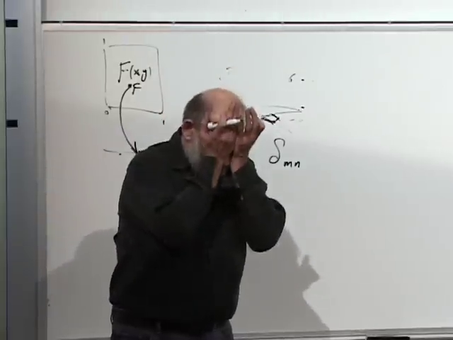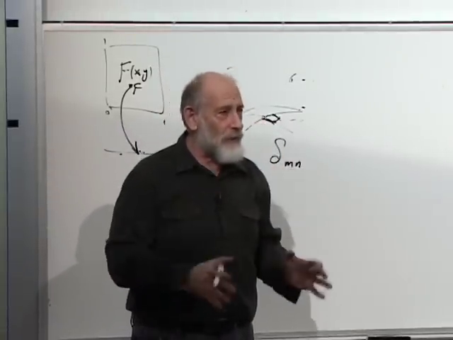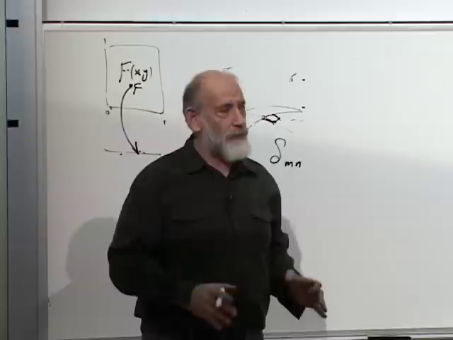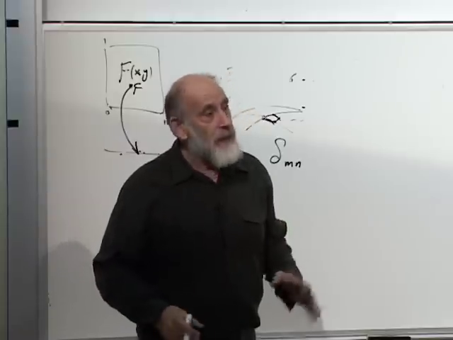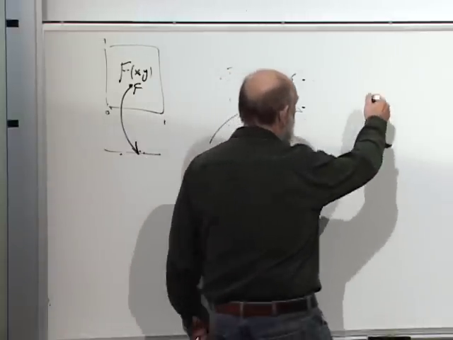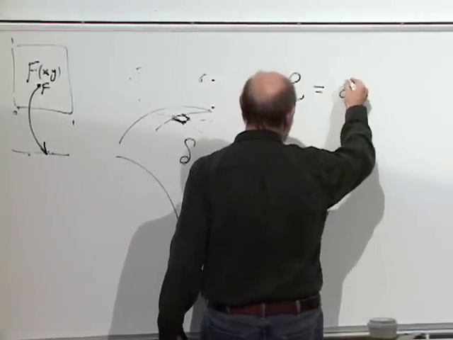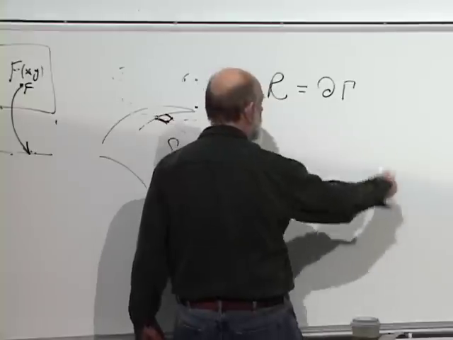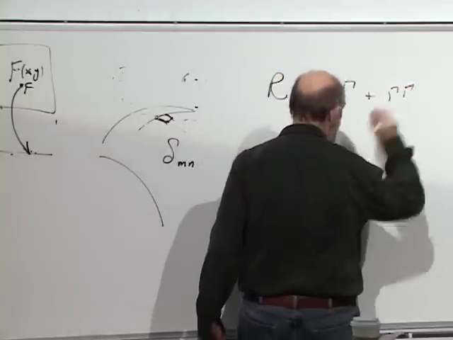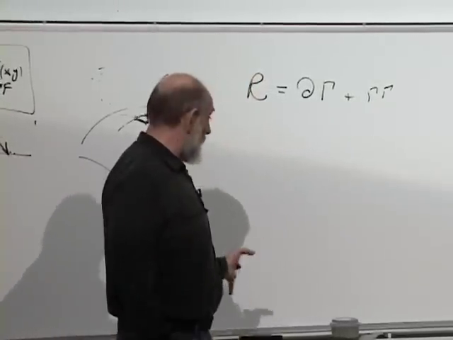Oh, I'm sorry. The Christoffel symbols are zero. The derivatives of the Christoffel symbols will not be zero. But you're right. There are two terms, and the Riemann tensor has two kinds of terms. It has derivatives of the Christoffel symbols, and it will have plus quadratic things in the Christoffel symbols, just schematically.